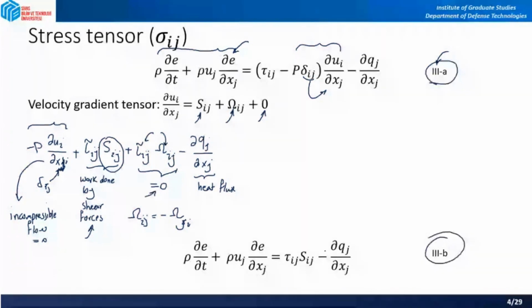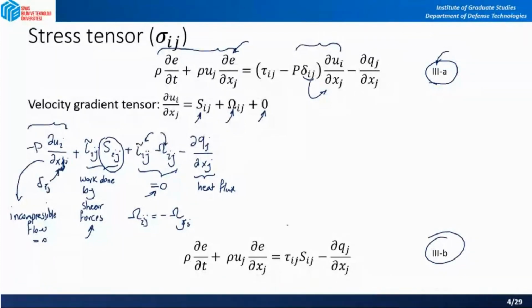So this is the left-hand side. It is all there. The right-hand side will be only tau ij, sij minus dq dx. The equations actually tell stories to us. You don't have to memorize these equations.